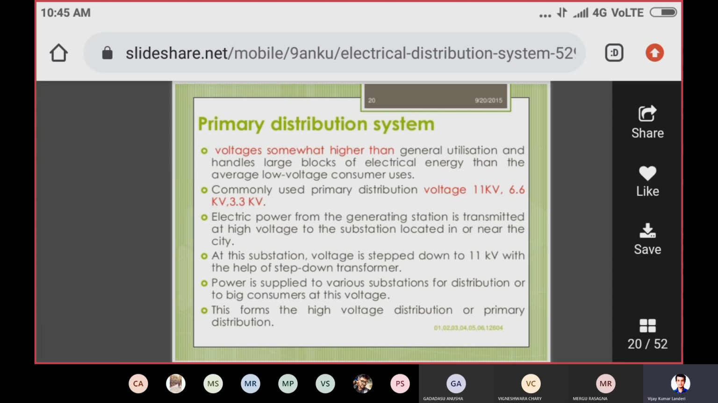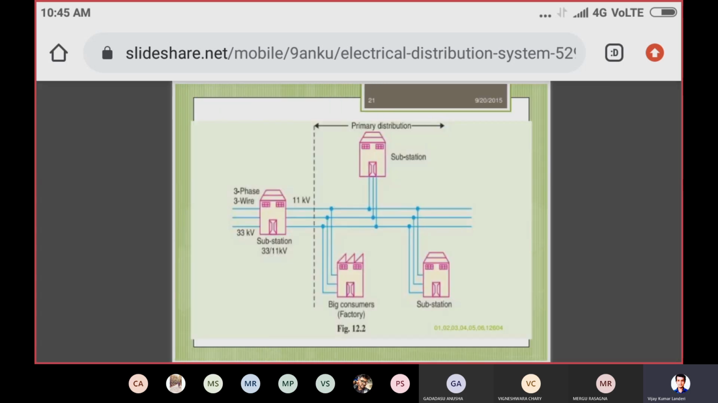Again, the power is supplied to various substations for distribution or to big consumers. From the substation, either the power may be transmitted to other substations or directed to big consumers. This forms the high voltage distribution or primary distribution. Whatever distribution system is delivering the power to the various substations or big consumers, we are calling it the primary distribution system.